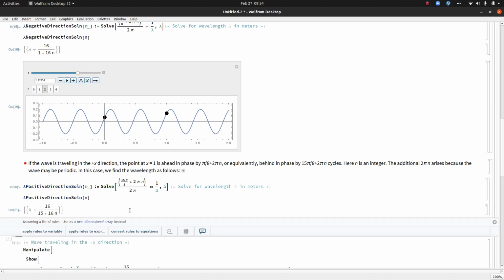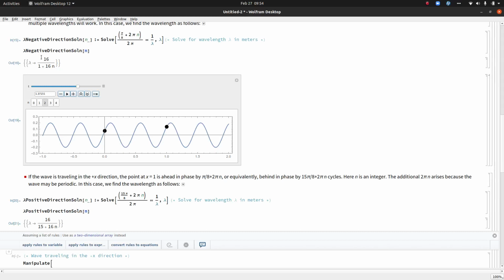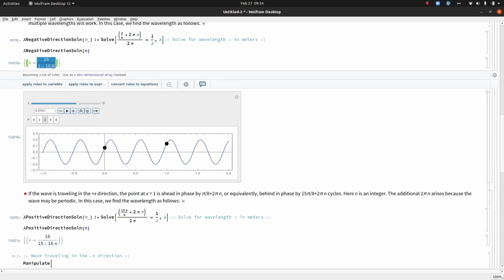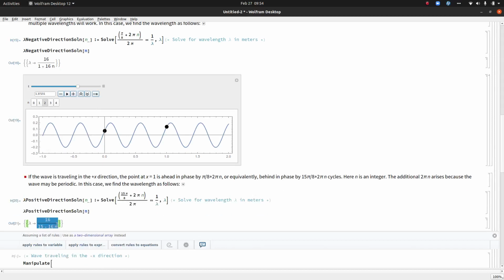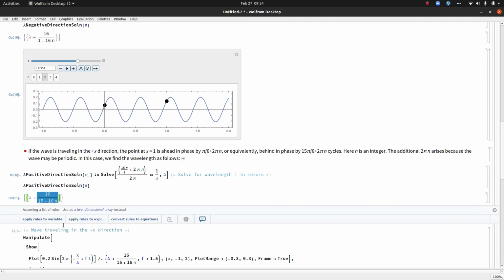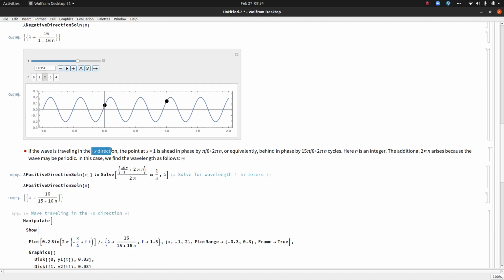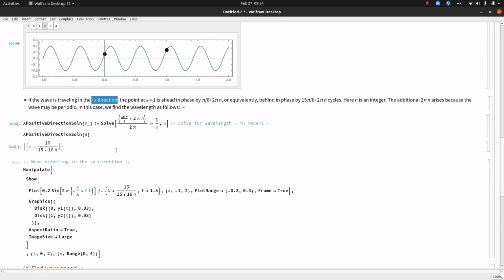You can see this time we get a slightly different wavelength. Here we had 16 over 1 plus 16n before. Now it's 16 over 15 plus 16n if the wave is traveling in the positive x direction. Again, we can write this out. All I have to do is change the wavelength equation that I had before, put a minus sign in front of the x over lambda so that the wave is traveling in the opposite direction.